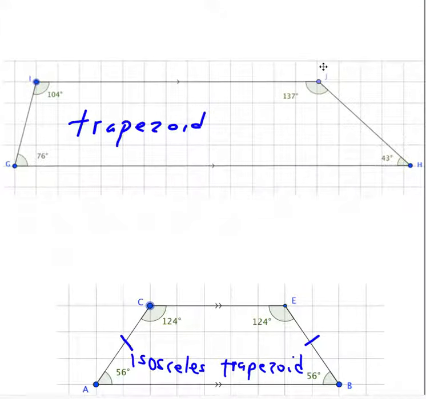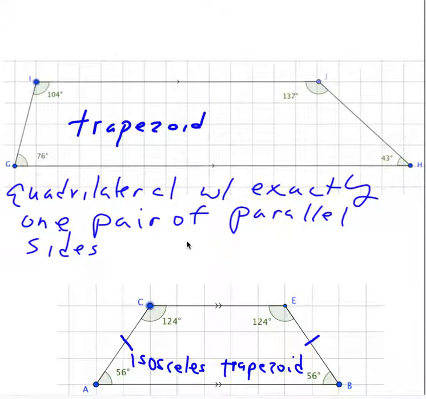And then lastly, we're going to learn about trapezoids. A trapezoid is a quadrilateral that has exactly one pair of parallel sides. And so that's how we'll define that, a quadrilateral with exactly one pair of parallel sides. If this side is parallel to this side, then you no longer have a trapezoid. It has exactly one pair of parallel sides.